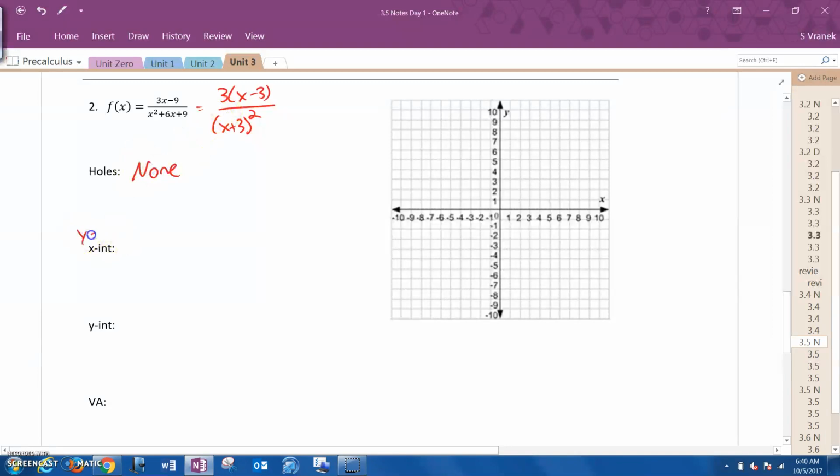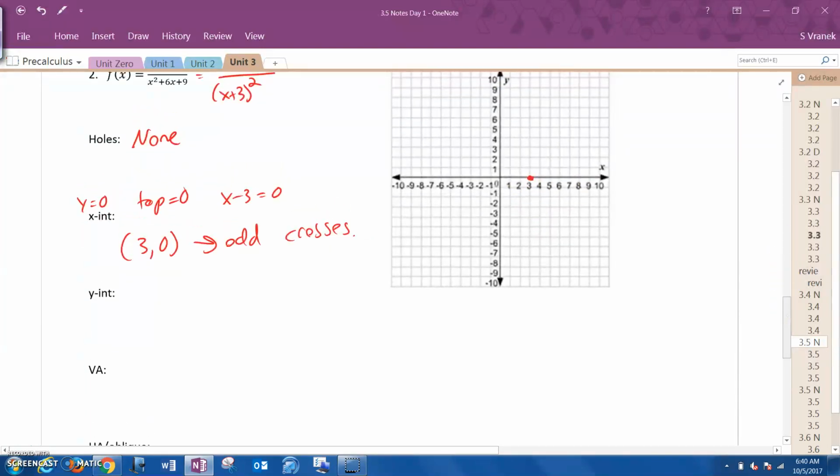The x-intercepts are when y equals 0, which means the top is equal to 0 when you're dealing with a fraction only. If there was a constant, that's a whole other issue; you'd have to set the whole equation equal to 0. But the top's equal to 0, so we say x minus 3 equals 0. So the x-intercept is at (3, 0). And it is odd, which means it crosses there.